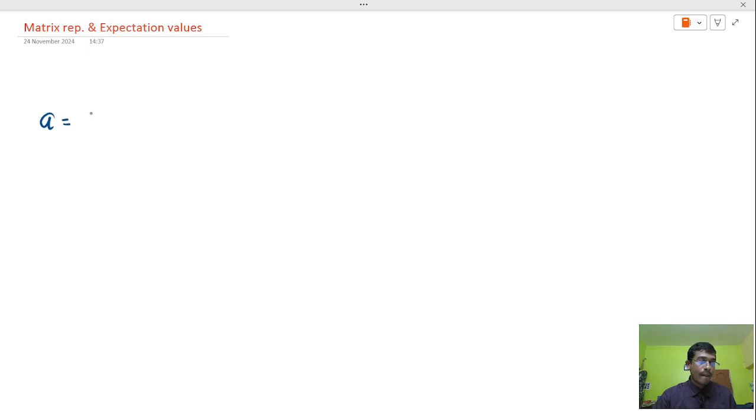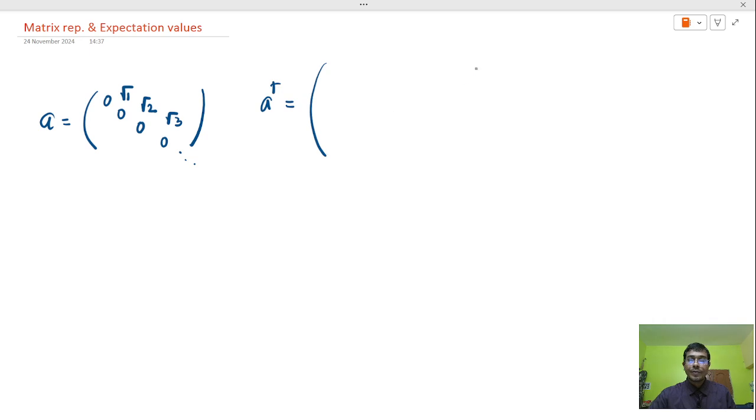A is basically such that the diagonal element should be 0 and the upper diagonal element should be root over 1, root over 2, root over 3 like this, and its Hermitian conjugate A dagger should be 0, 0, 0, 0 on the diagonal, and the lower diagonal element basically root 1, root 2, root 3, and so on.